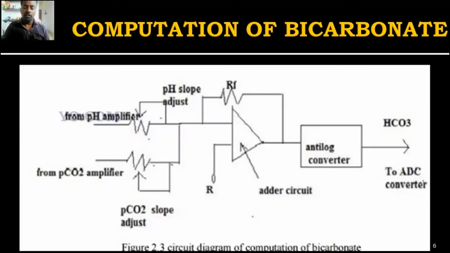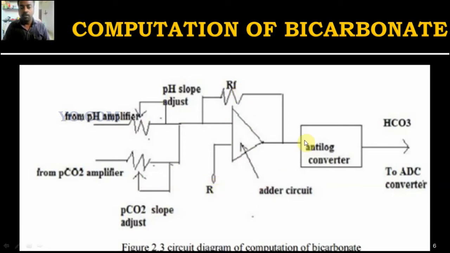See the following block diagram. It has the adder. The adder consists of two inputs, one from the pH amplifier and another from the PCO2 amplifier. These two amplifier outputs are given to the adder. The amplitude is adjusted by a potentiometer. This one adjusts the pH slope, and this one adjusts the PCO2 slope. By varying the resistance value, we can adjust the slope. Then that is given to the adder. This is an operational amplifier based adder. RF is a feedback resistor, and R is a resistance.